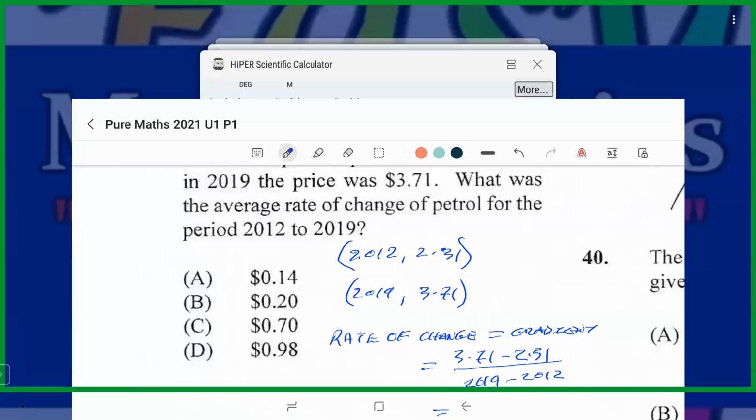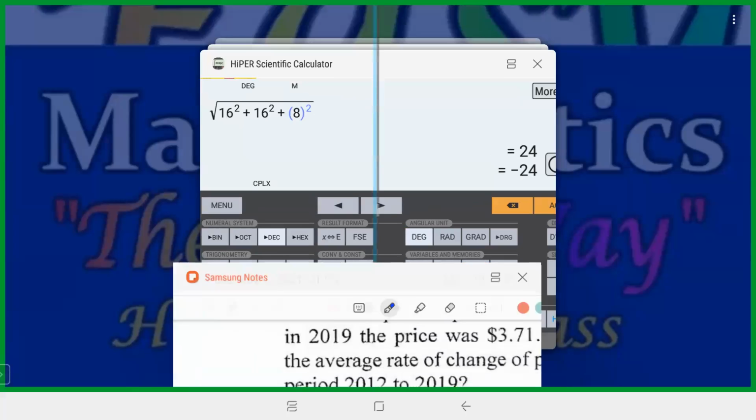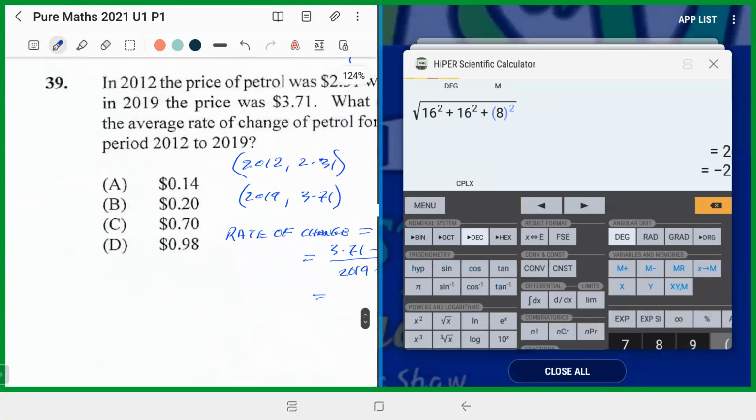Calculator. My brain is tired and tattered.